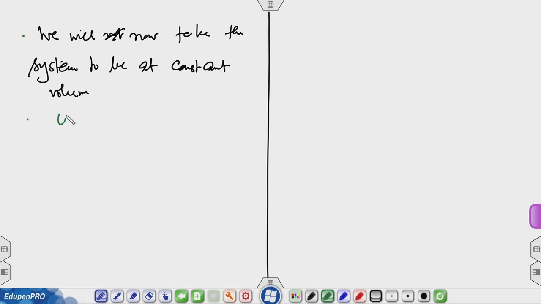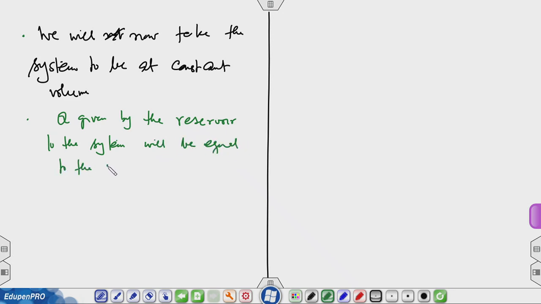2, Q given by the reservoir to the system will be equal to the internal energy change delta U of the system.